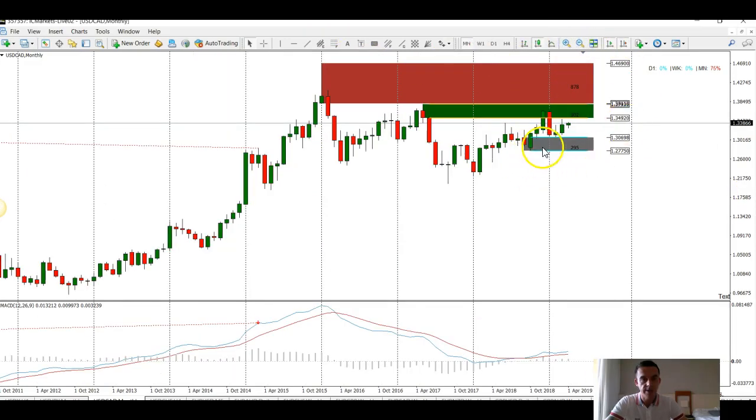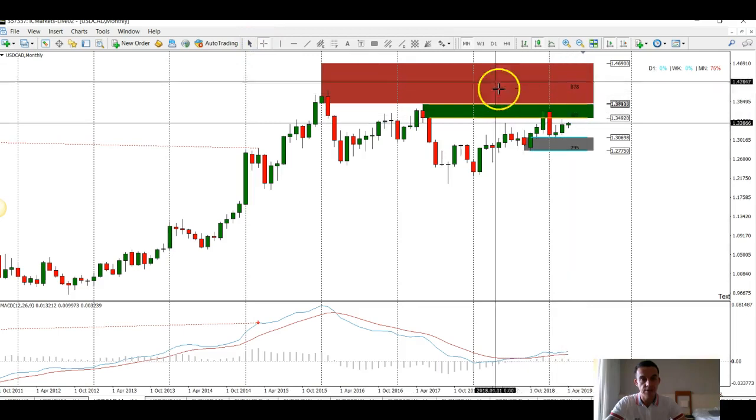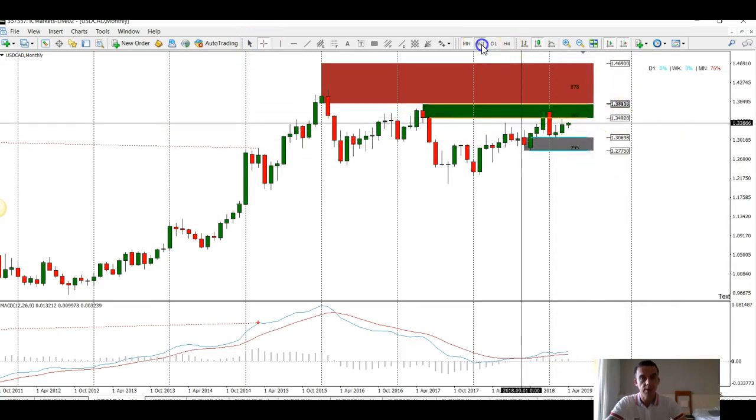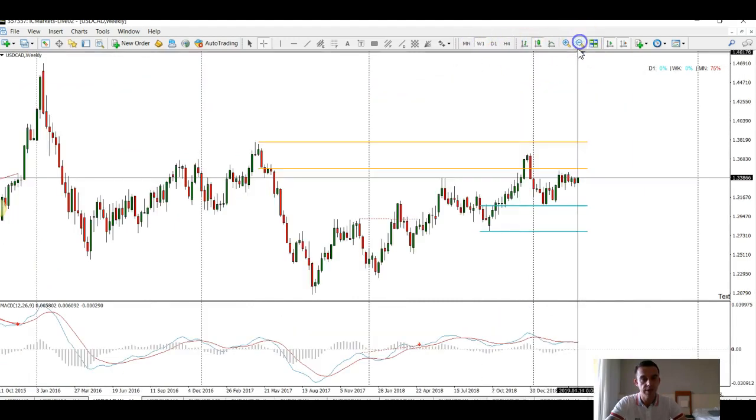You can see this was the reaction to this. It's going to test this. This has already been tested. So I'm testing again. The test of this didn't create a new low, so that's telling me that we could be getting a push up higher into this bigger zone up here. Now we'll just look at the weekly and see what's happening on the weekly.